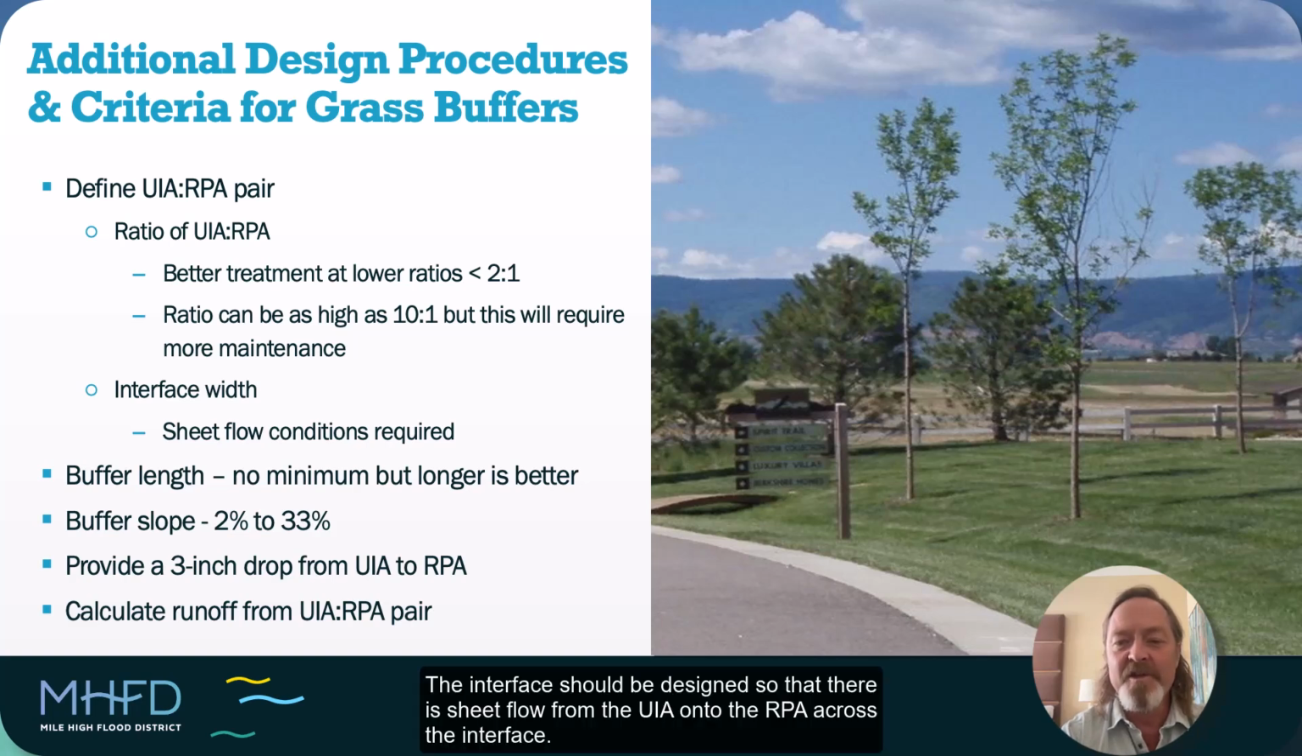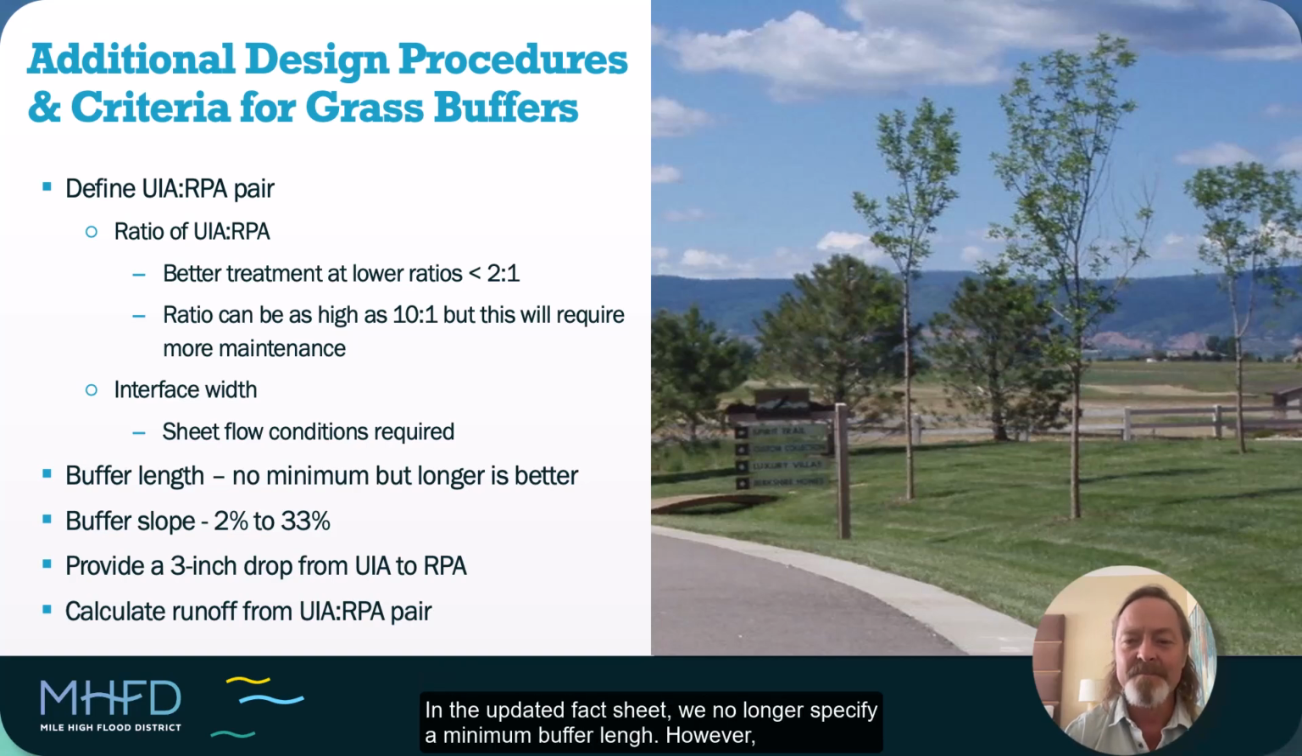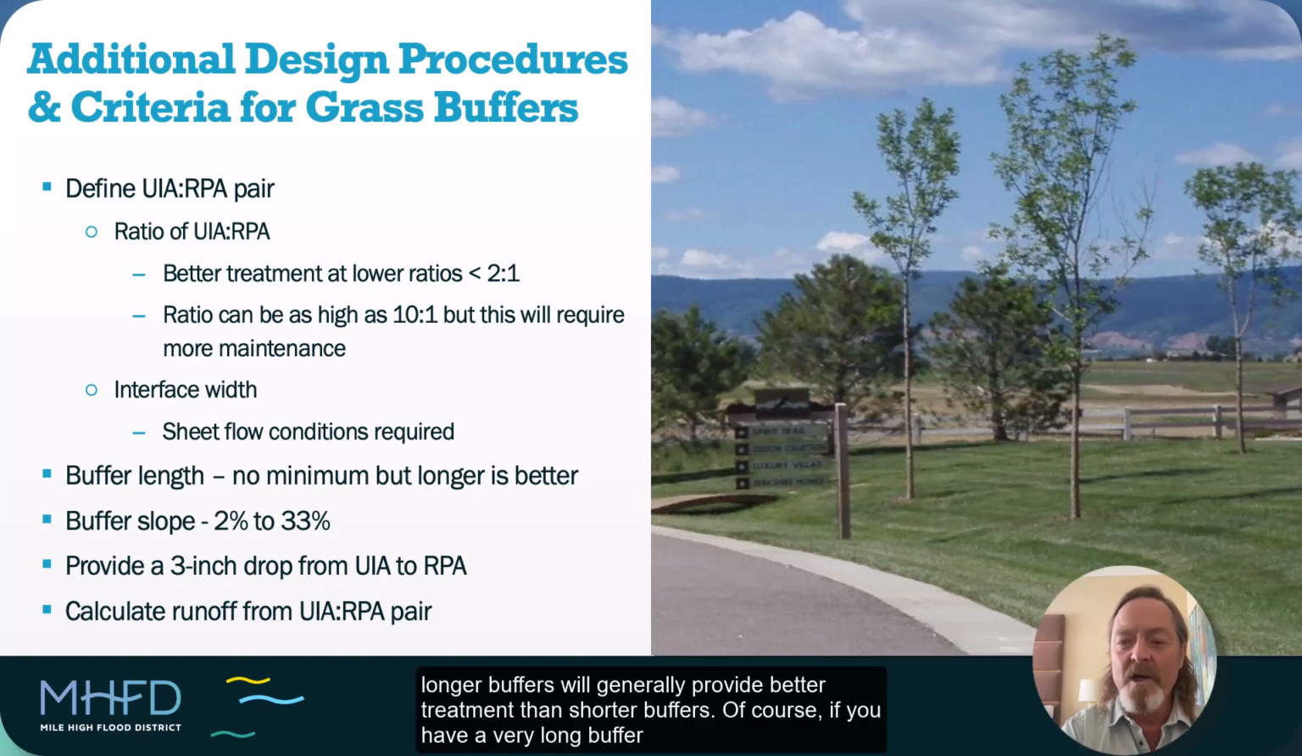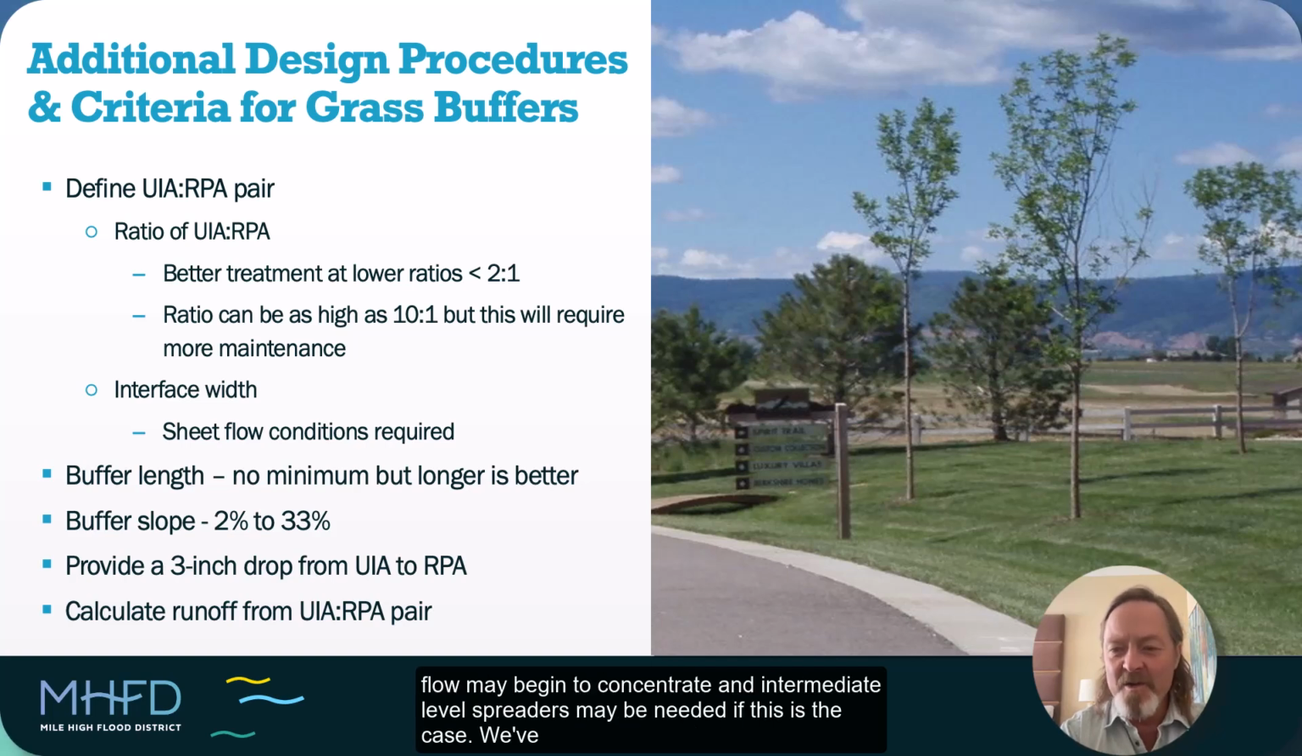The interface should be designed so that there is sheet flow from the UIA onto the RPA across the interface. In the updated fact sheet, we no longer specify a minimum buffer length. However, longer buffers will generally provide better treatment than shorter buffers. Of course, if you have a very long buffer, flow may begin to concentrate, and intermediate level spreaders may be needed if this is the case.